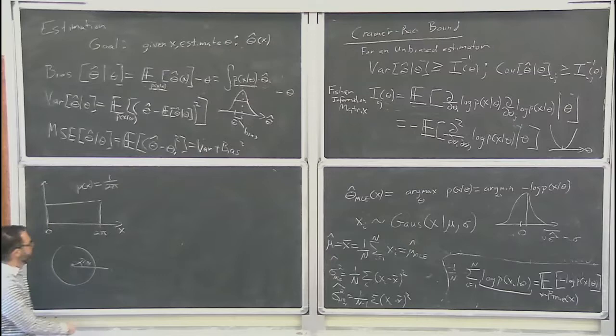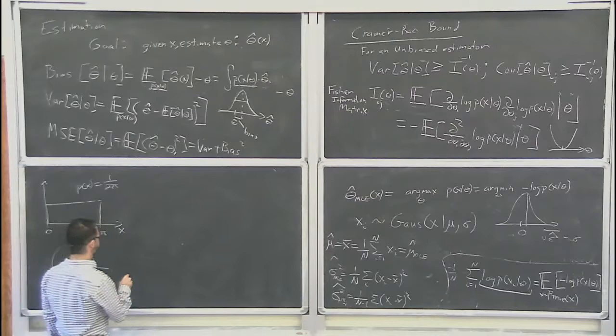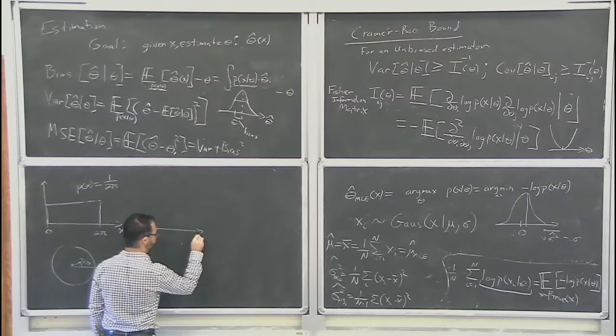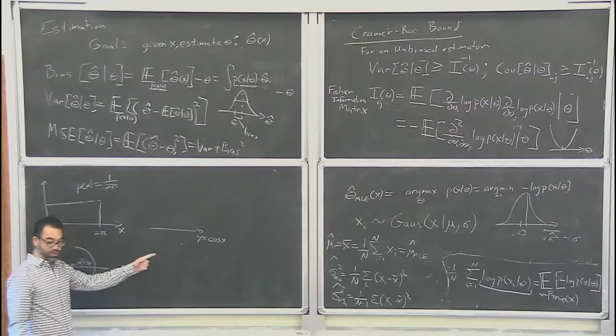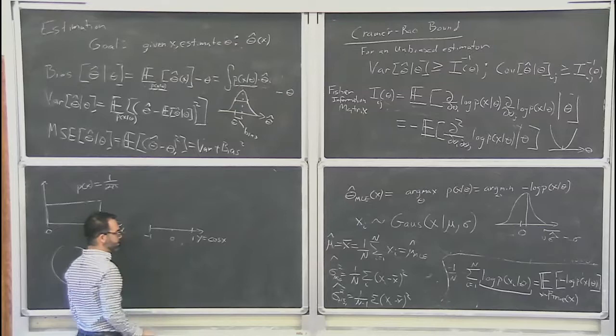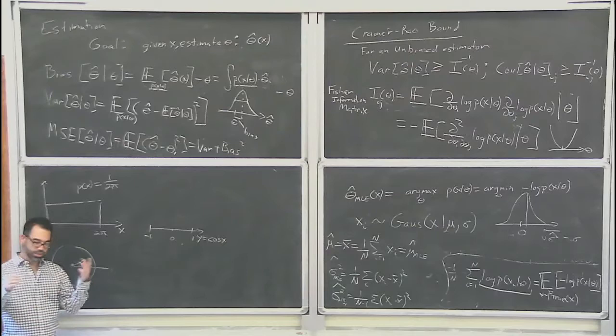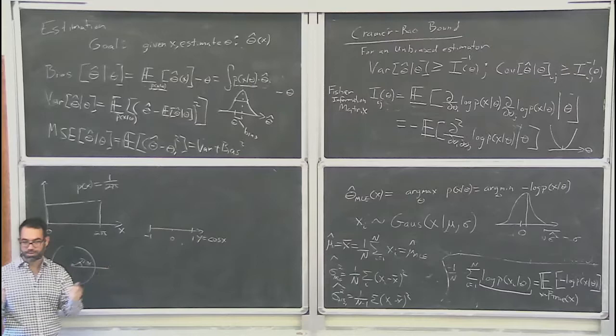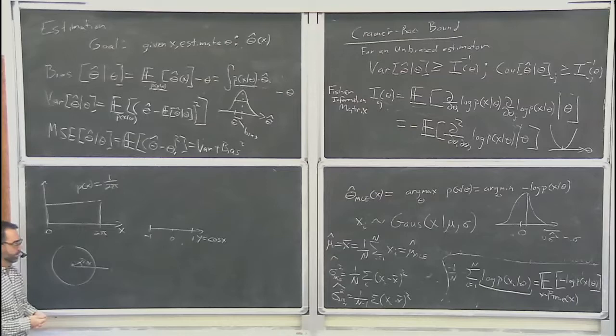Now, what we want to do is consider how this distribution changes when I change variables. So let's imagine that instead I want to make a plot of y, which is, say, cosine x. So cosine x goes between minus 1 and 1. Then the question is, what does the distribution of cosine x look like? It's a totally random angle, right? So is cosine x also uniform?